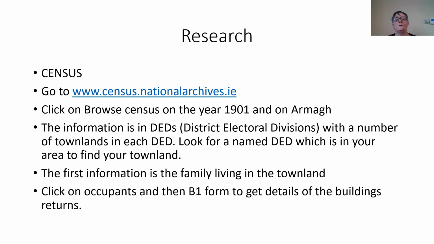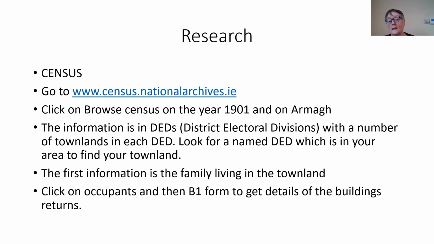So when you go into it, and across the top you click Browse Census and click whether you want to go into 1901 or 1911, and the information is in DEDs, which are district electoral divisions, and there are a number of townlands grouped together in each DED. So the easiest way to do it is look for a DED which is in the area your townland is in, because they are named after a townland as a DED but containing other townlands. So look for what is the most local to yourself.